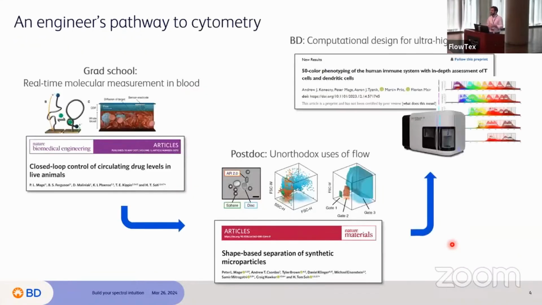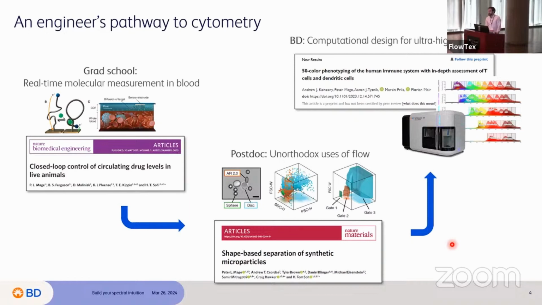My path to get into cytometry is a little unusual, actually. In grad school, I really focused on making biosensors that could measure molecules in the blood. I did a postdoc that got me in front of an ARIA, sorting some weird synthetic particles based on shape. And that made me interested in flow. So I joined BD about 6 years ago and broadly work on computational design techniques that we can apply to instruments, to algorithms, to reagents, to panels in order to build really big experiments. So, thinking about how do we get to ultra high parameter flow. We recently submitted a paper on a 50 color panel that was mentioned earlier today. So how do you get to that level?